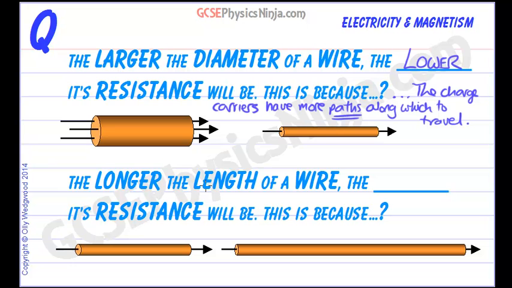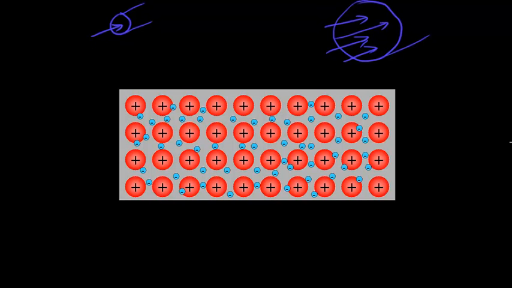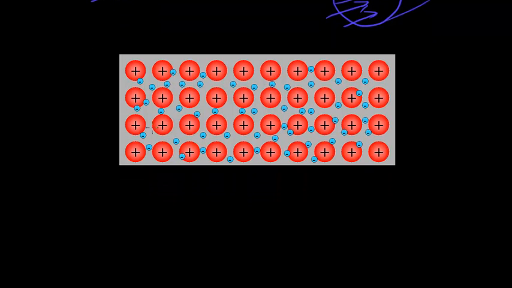What about if you make the wire longer? The longer the length of a wire, then the greater the wire's resistance will be. Now, why is that? To understand this, we need to take a look at what's going on inside a wire, a metal wire.